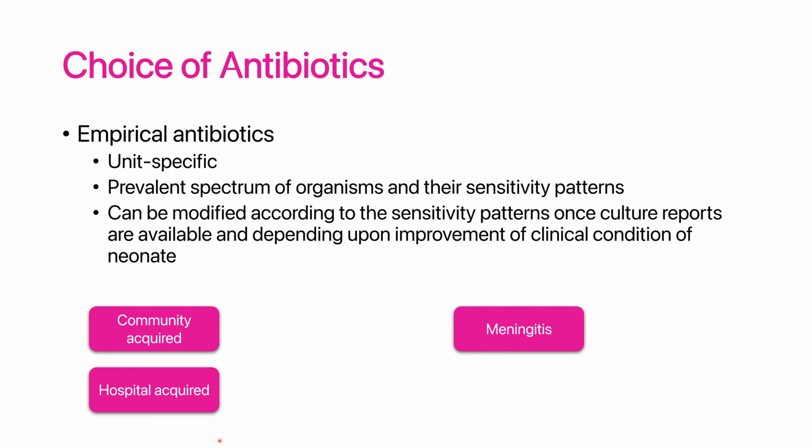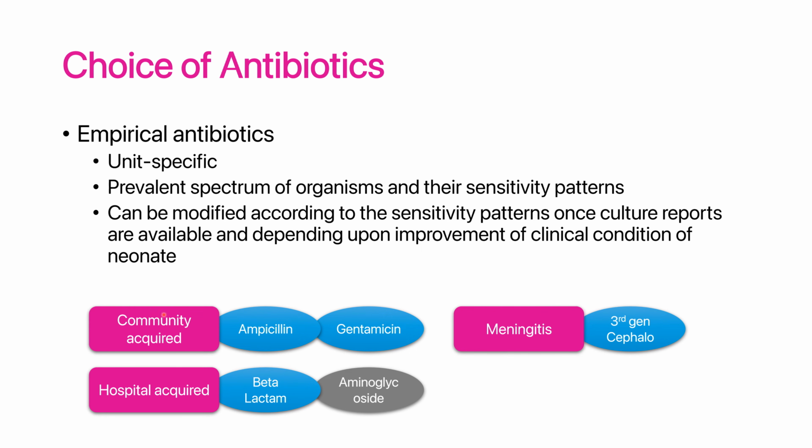But in some particular settings, there are some guidelines regarding which antibiotics you can choose as the empirical treatment. This is not a rule of thumb, but this is a general guideline. So in community acquired cases, you can safely start with injection ampicillin and injection gentamicin. In a hospital acquired setting, you have to consider starting beta lactam antibiotics plus or minus aminoglycosides. But if you are suspecting meningitis in a particular baby, like by the presence of bulging fontanelle or presence of convulsion or presence of poor feeding, lethargy or anything like that, you have to definitely start a third generation cephalosporin, most likely injection cefotaxime.